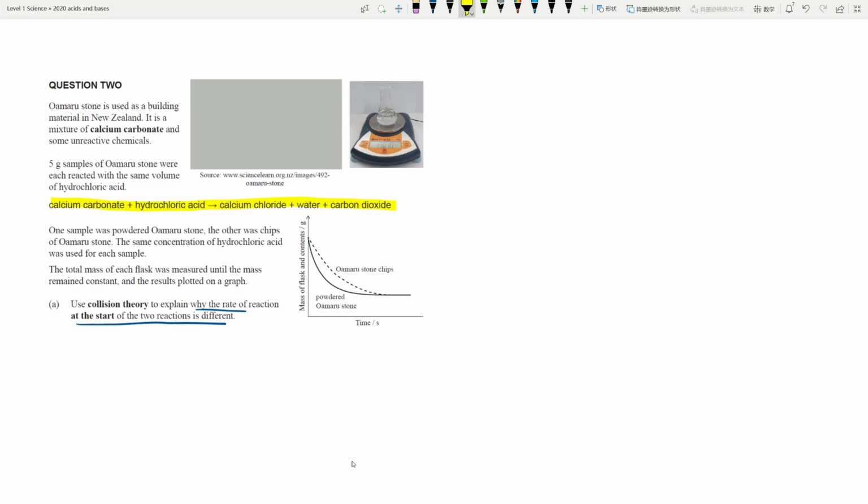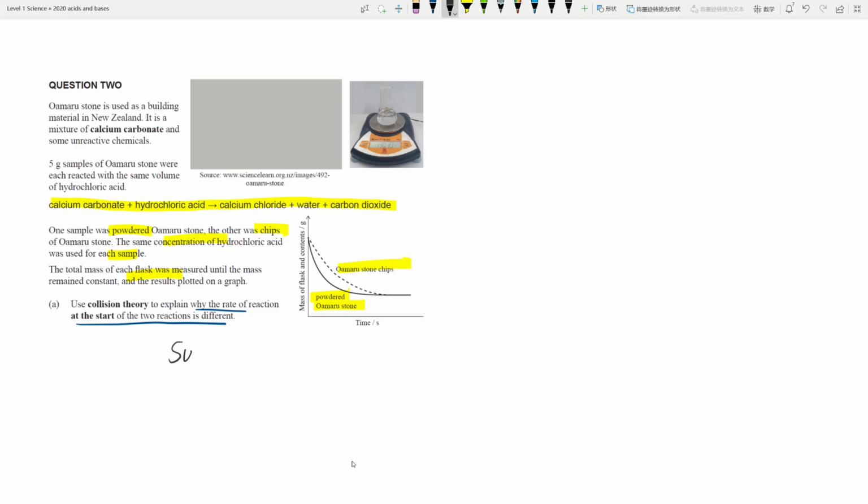Okay. So one sample was powdered, the other was chipped. Okay, so chips. So same concentration. So everything else is the same. Everything else is the same. But as you can see, the chips and the powder, sorry, have different rates of reaction. So why does the rate of reaction at the start is different?